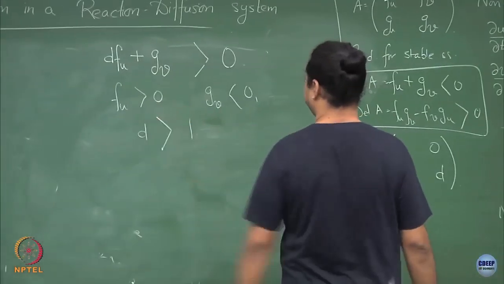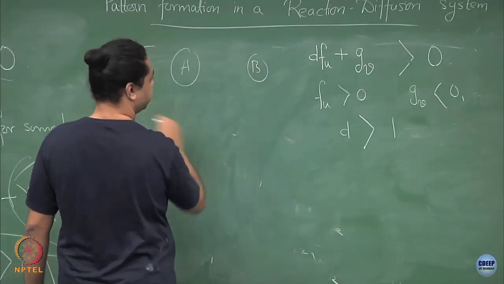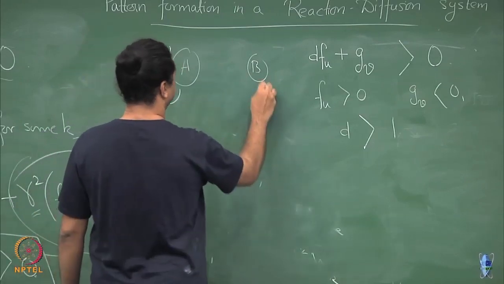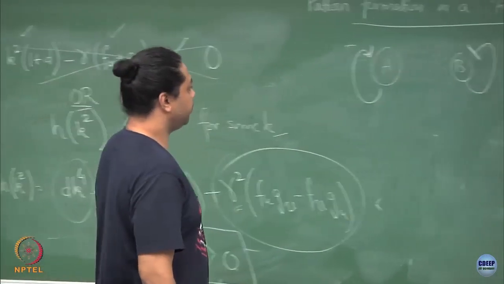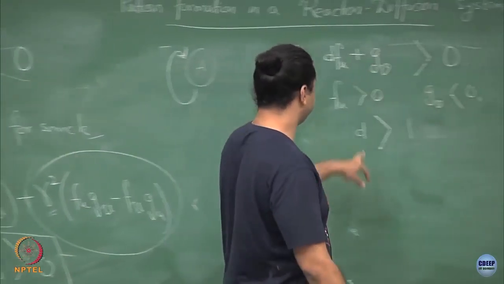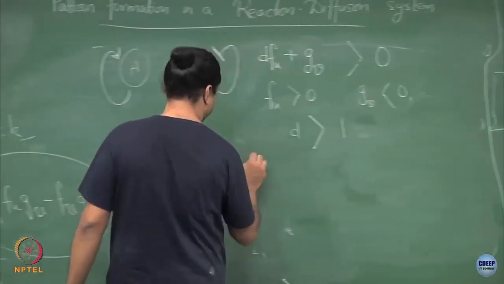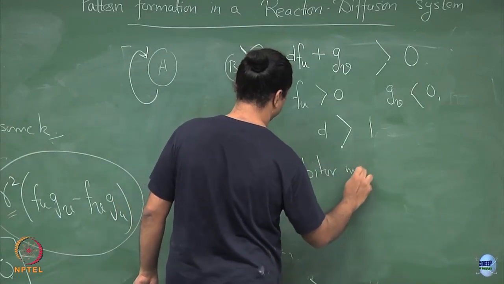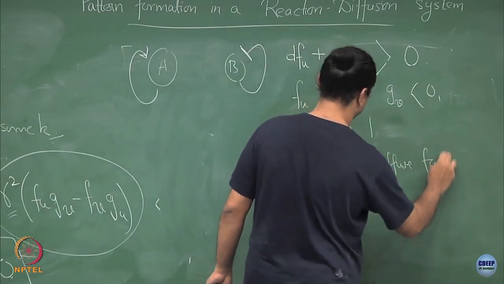f_u greater than 0, again if I draw my reaction that I have, f_u greater than 0 means A activates itself, g_v less than 0 means B inhibits itself. So, A is my activator and B is my inhibitor. So, this ratio being greater than 1 says that whatever is my inhibiting species, that my inhibitor must diffuse faster than the activator.